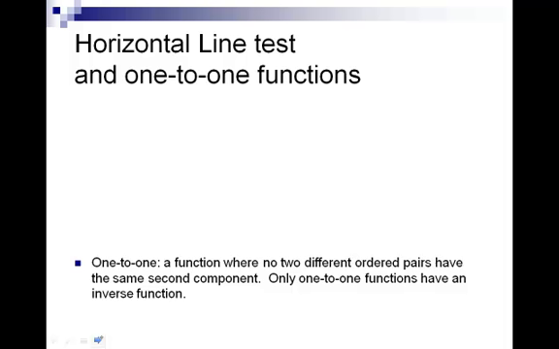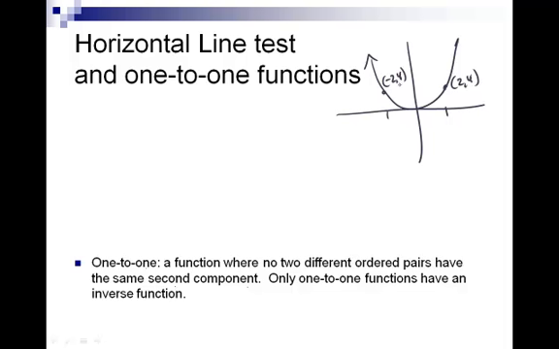Alright, the horizontal line test and one-to-one functions. Horizontal line test is just what it sounds like. A one-to-one function is a function where no two different ordered pairs have the same second component. Only one-to-one functions have an inverse function. This means that not only does every x have a unique y, but there cannot be two with the same second component. This is not a one-to-one function.